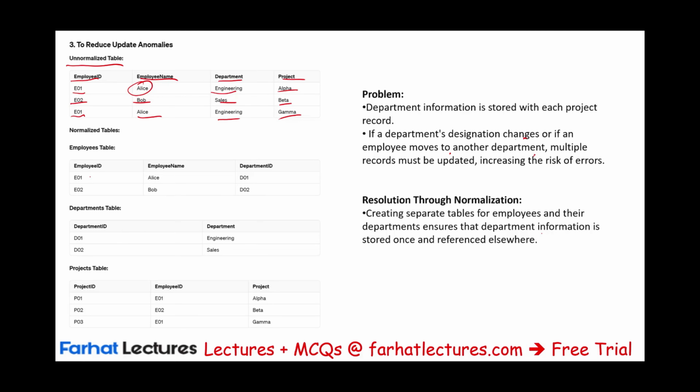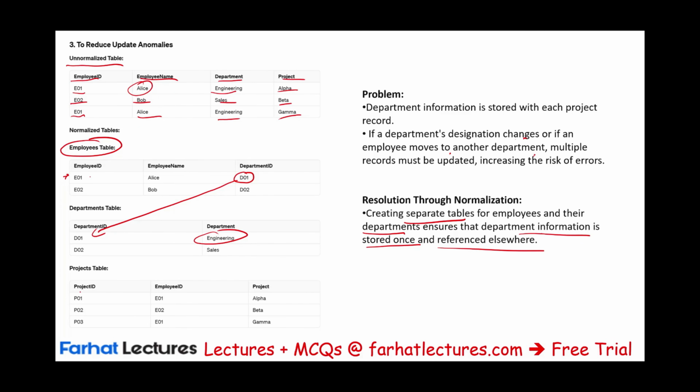So what do we do? Well, we create separate tables for employees and their departments to make sure that department information is stored once and referenced elsewhere. So now we have an employee ID. For example, Elise is an employee. We have employee ID E01, Elise, and the department. Now, we don't mention what department; the department is linked to the department table. We create a department table, engineering.